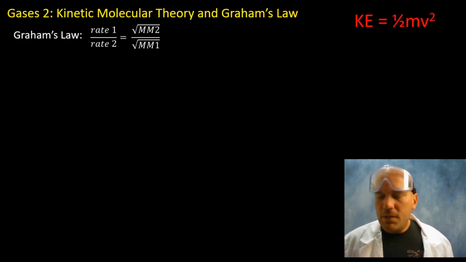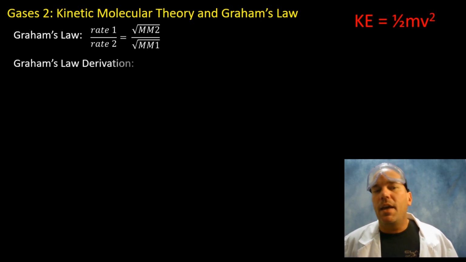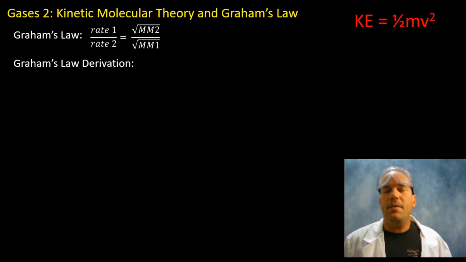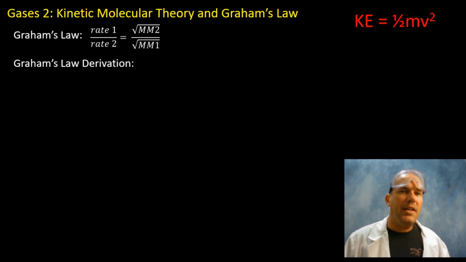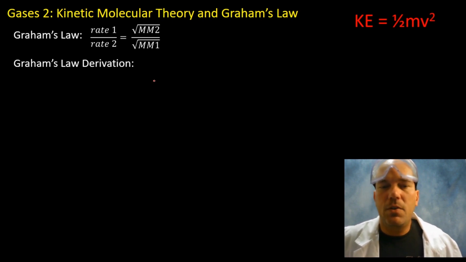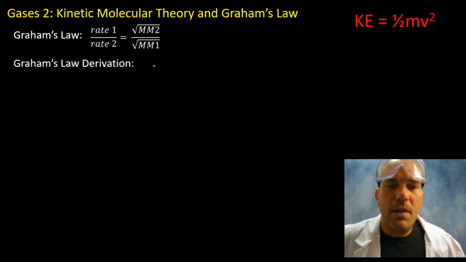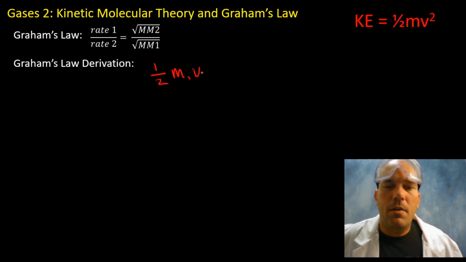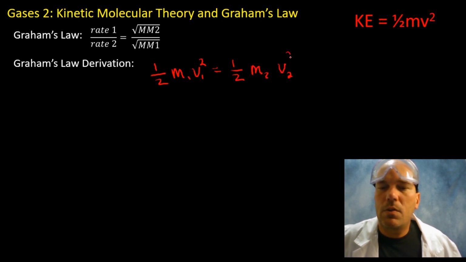So I'm going to go ahead and derive Graham's law. Now, this is predicated on the fact that the average kinetic energies for these gaseous molecules will be the same. So this derivation will start with 1/2 m1 v1 squared, and we're going to set that equal to 1/2 m2 v2 squared.